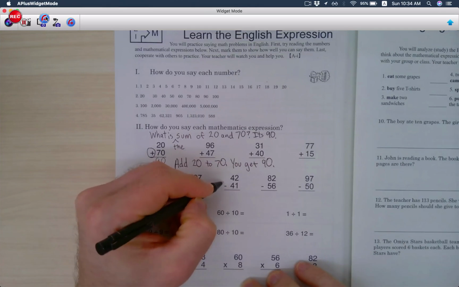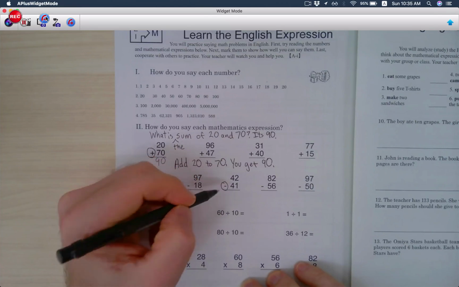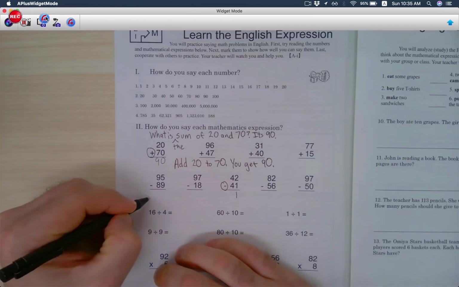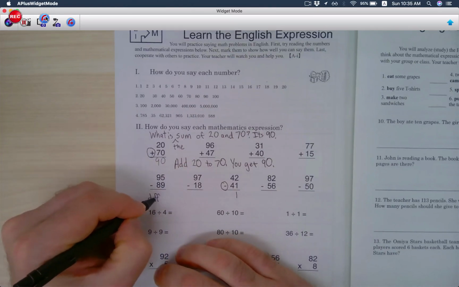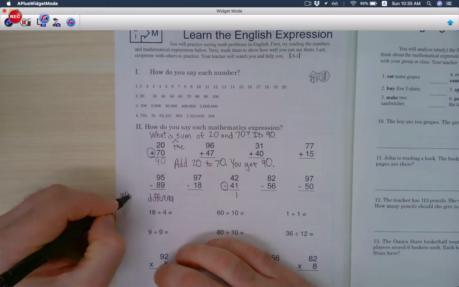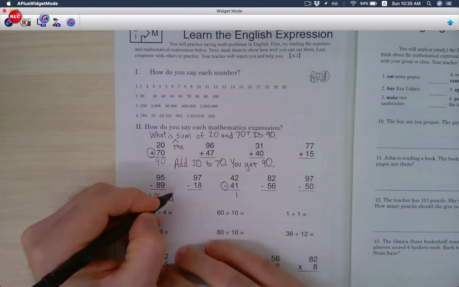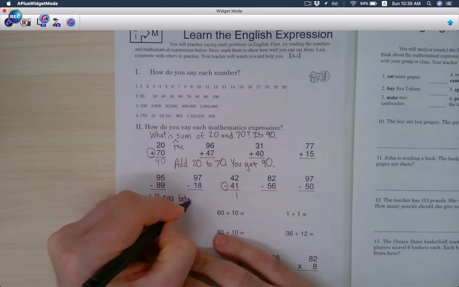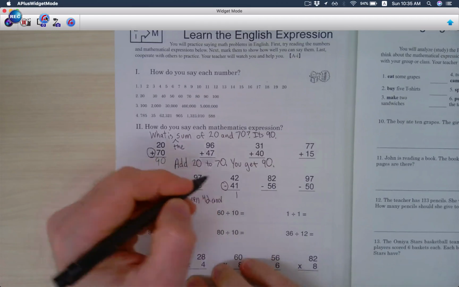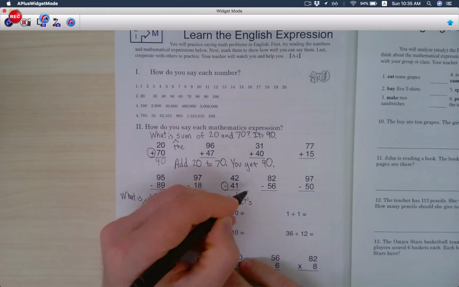In this problem, we could use the word minus. 42 minus 41 equals 1. But we could also use the word difference. And we could ask the question, what is the difference between 42 and 41? It's 1.